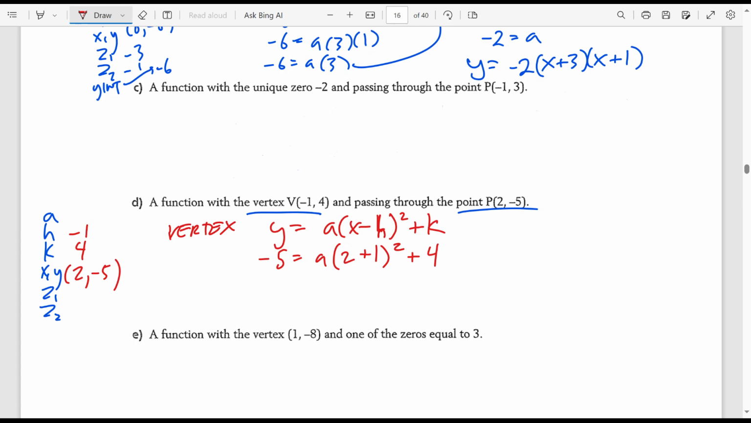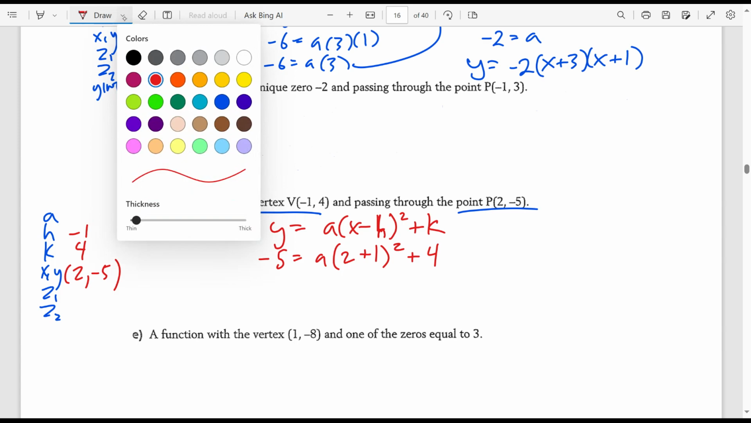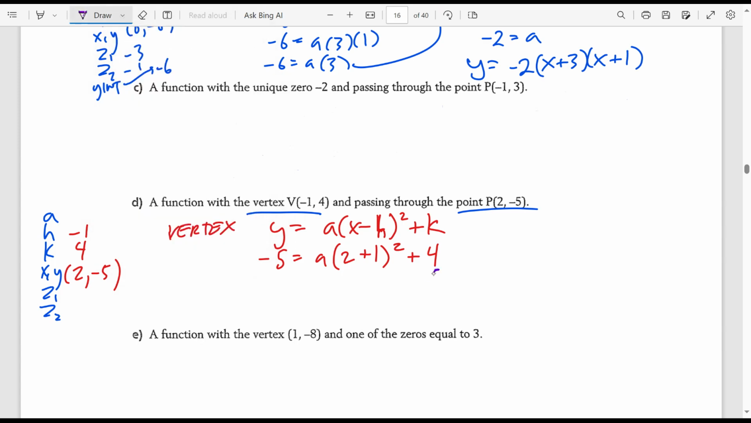Okay. So now we just rearrange and solve. As I told you before, before you do anything in vertex form, get this 4 out of the way. If you don't move it first, you're more likely to screw it up. It's where I've seen the majority of students make mistakes. So we'll move that over first to get -9 is equal to a, and then 3 squared.